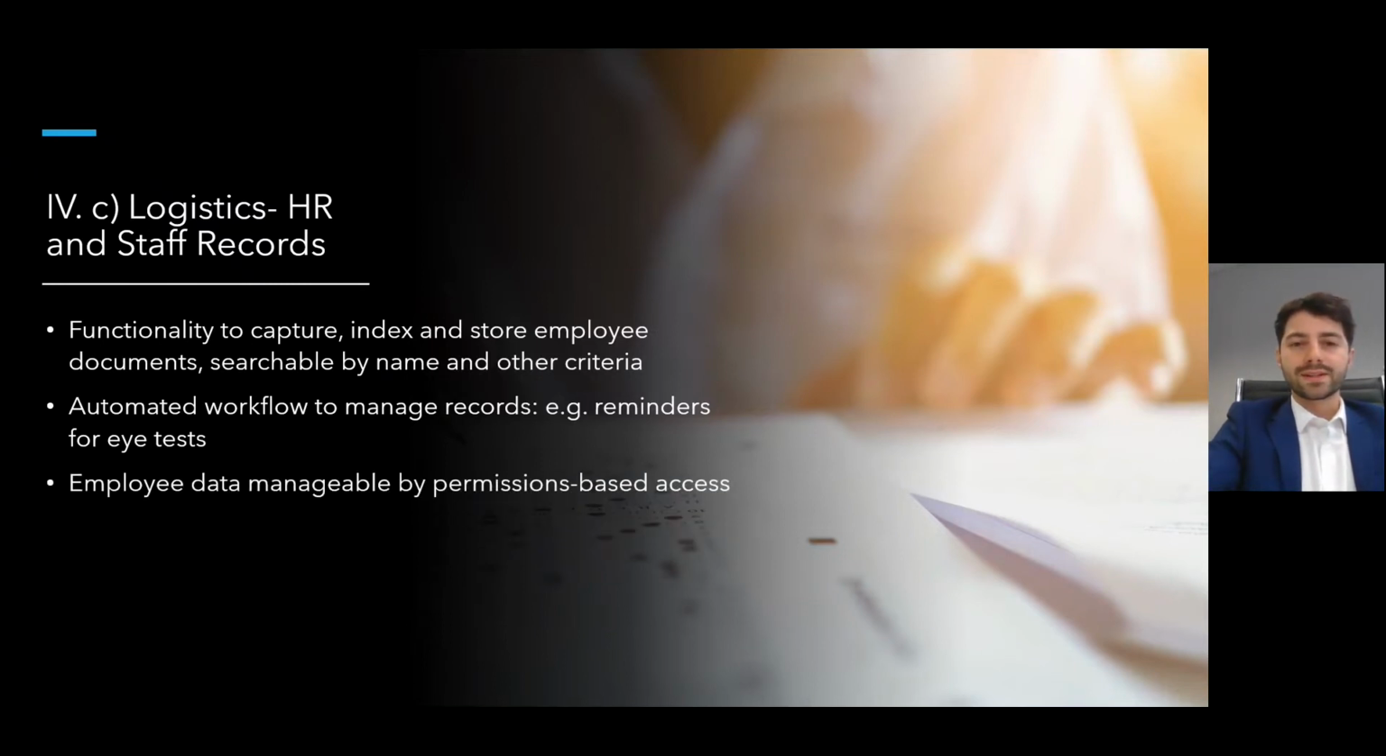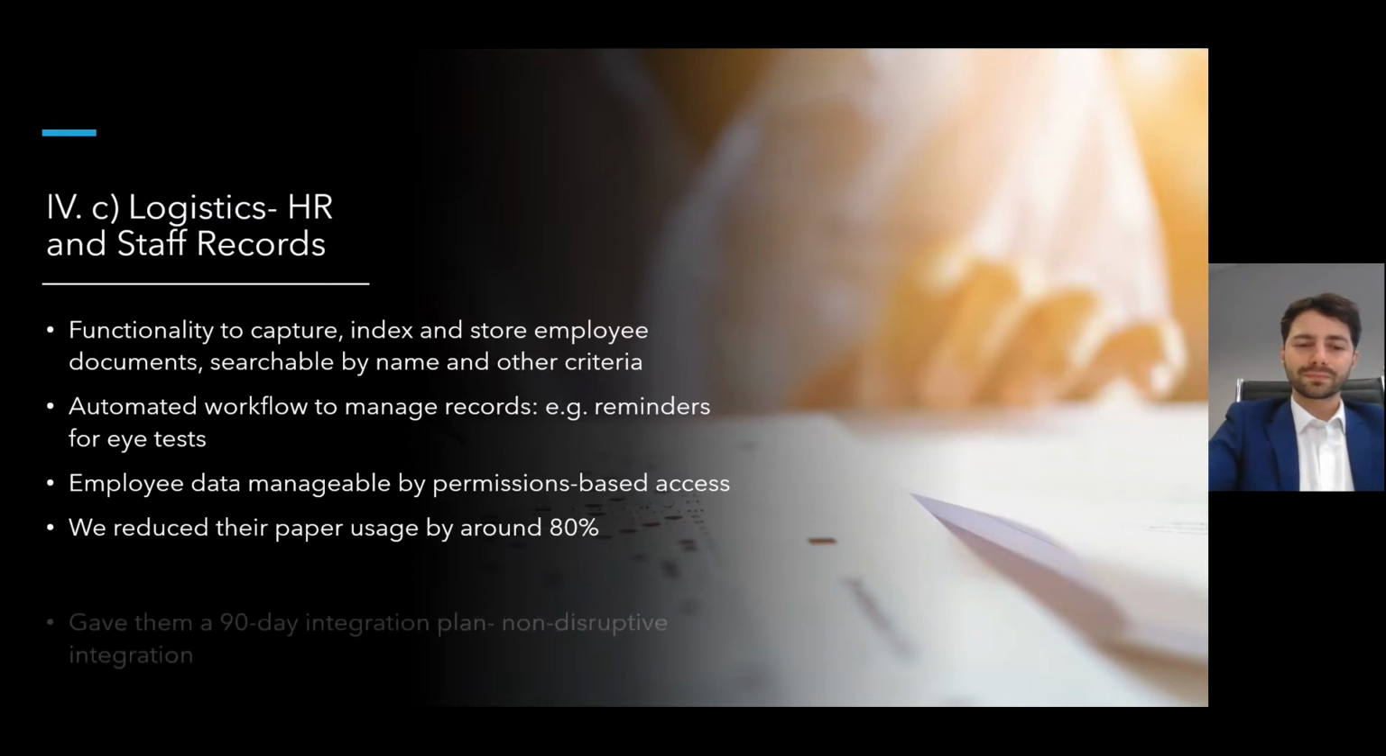And then your employee data would be manageable by permissions-based access. So only the relevant staff would have access to specific parts of the documentation. They wouldn't be able to see everything, and it's all fully GDPR compliant. And then finally, overall, we managed to reduce their paper usage by around 80% by employing these automation technologies.